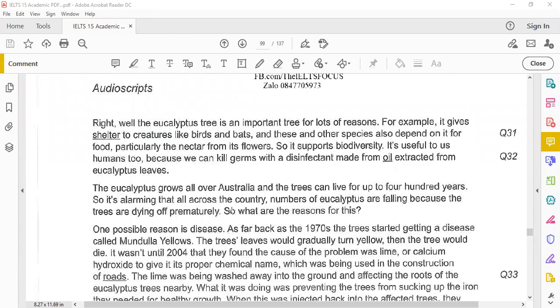Right. Well, the eucalyptus tree is an important tree for lots of reasons. For example, it gives shelter to creatures like birds and bats, and these and other species also depend on it for food, particularly in the nectar from its flowers. So it supports biodiversity. It's useful to us humans too, because we can kill germs with a disinfectant made from oil extracted from eucalyptus tree leaves.